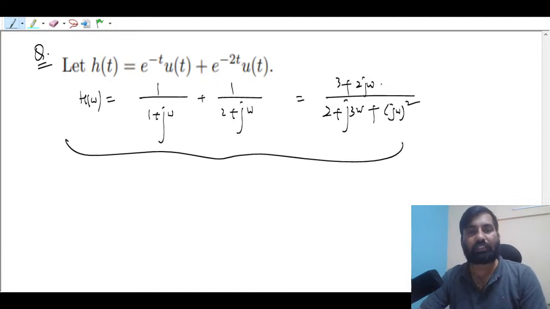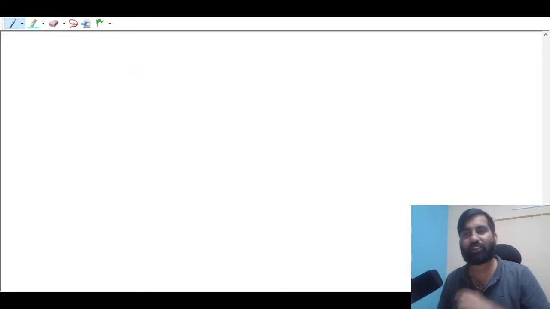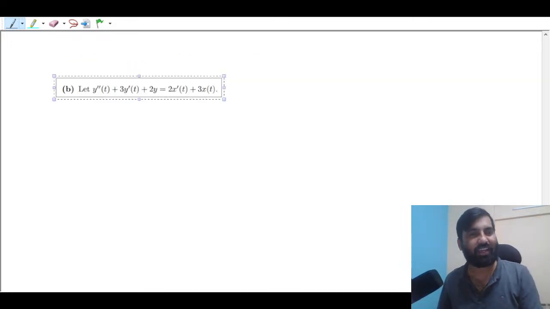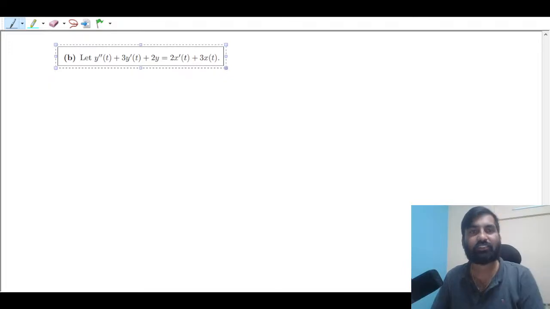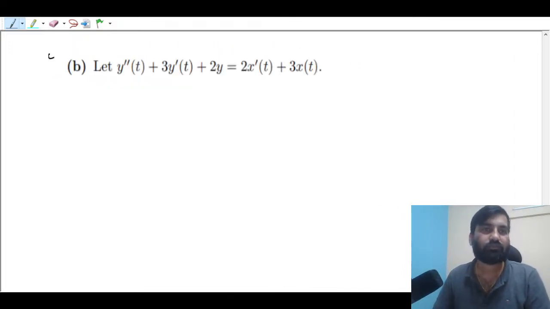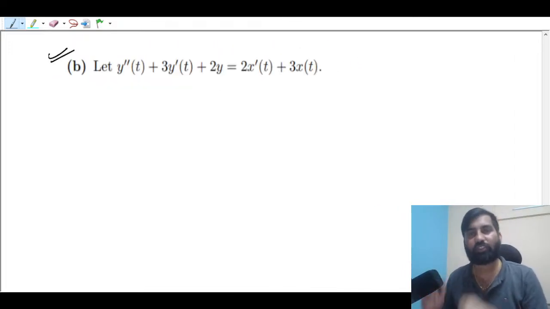So I think this is clear, right? In fact, in Laplace transform also you will do the same. We have to replace dy by dt by s, and s will be j omega. In case of Laplace transform, I will talk about it, don't worry. Transfer function कैसे निकालते हैं.